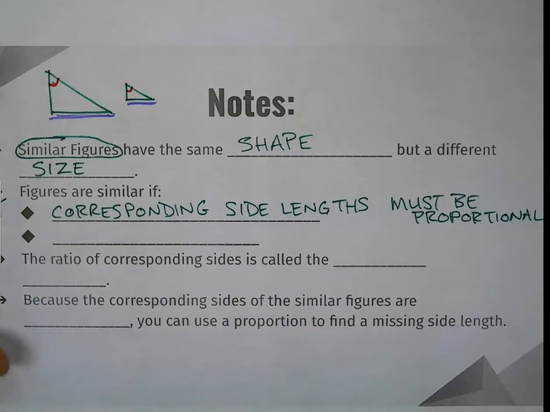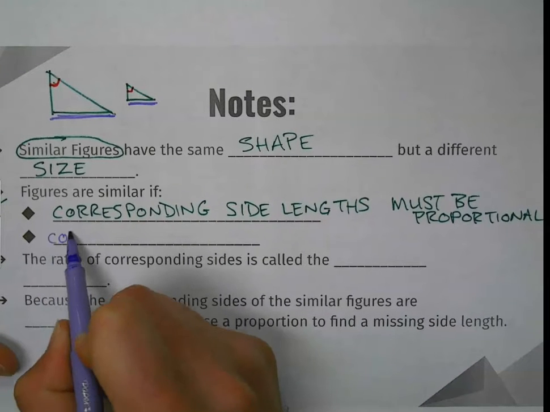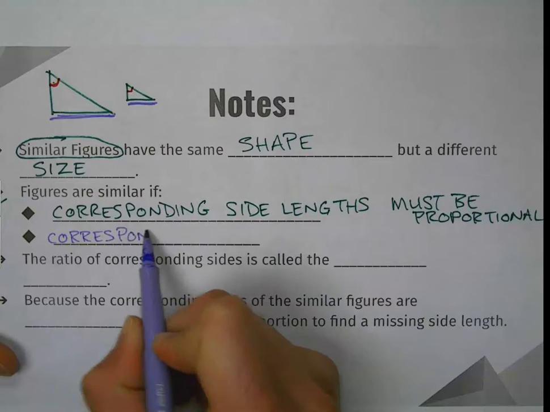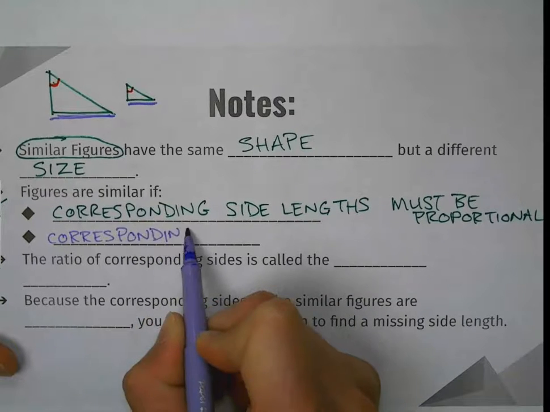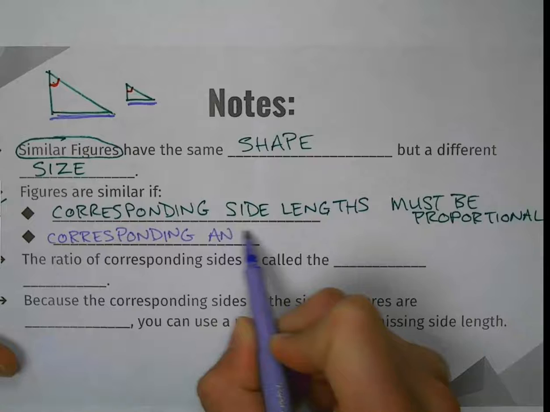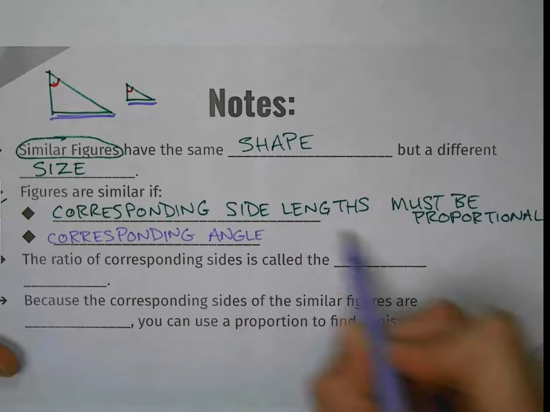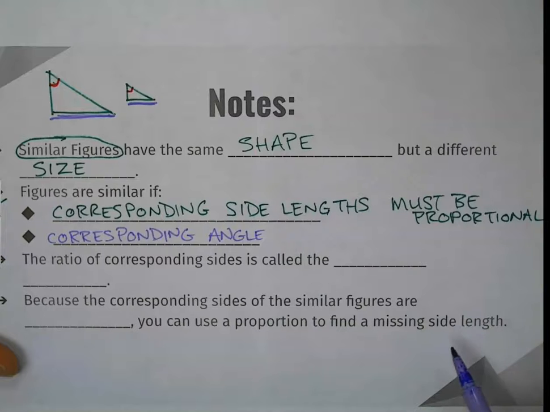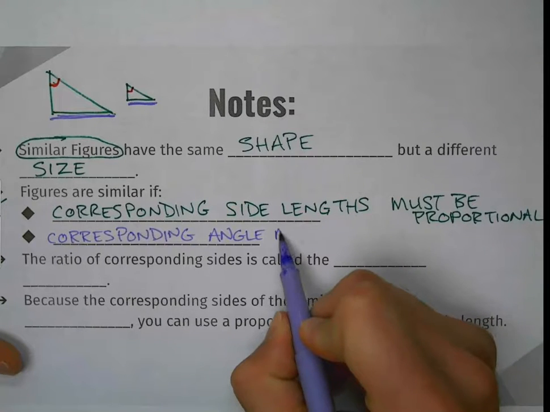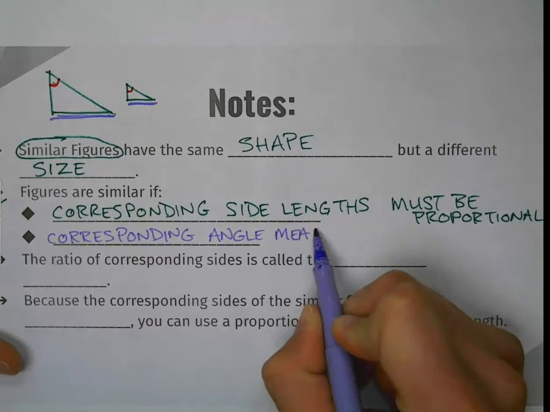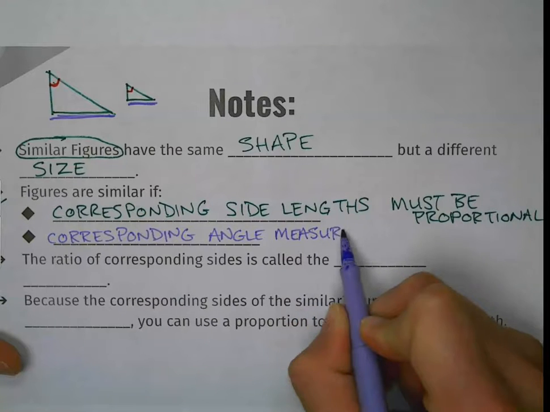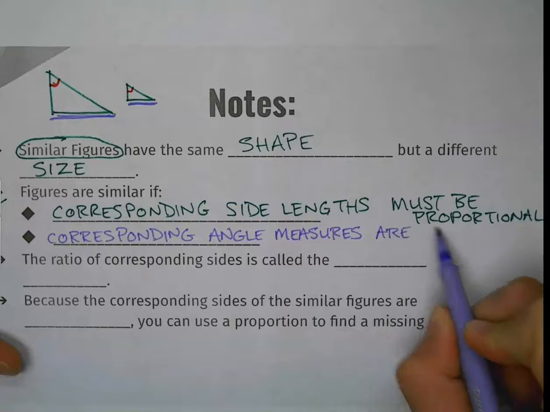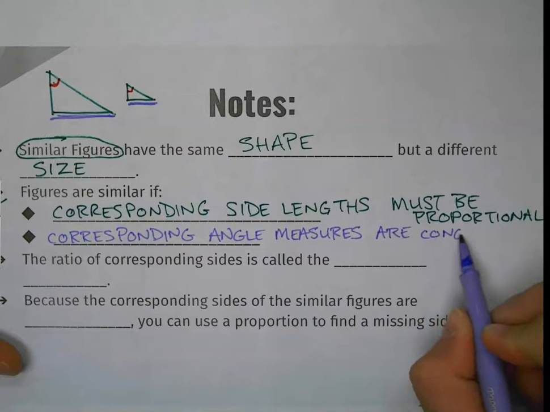And the corresponding, there's that word again, corresponding angle. See, we were just talking about angles. I did that on purpose. Corresponding angle measures are congruent.